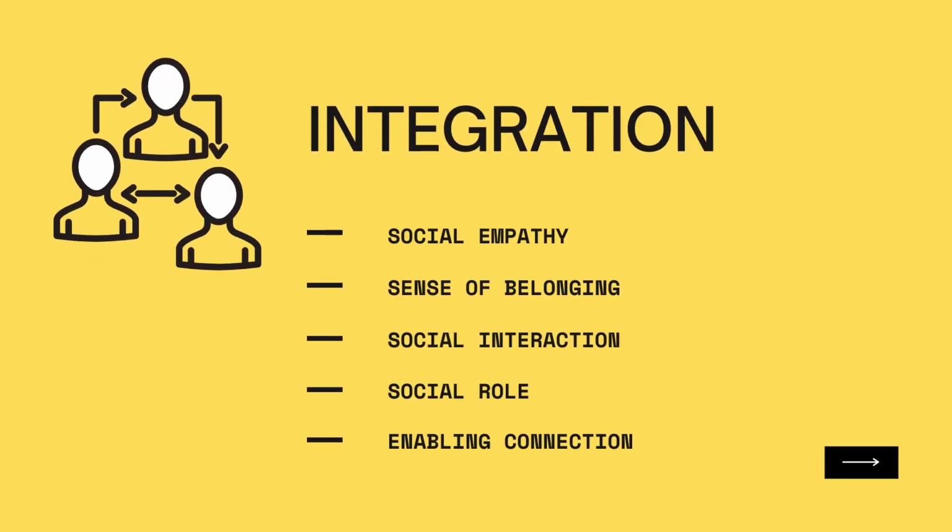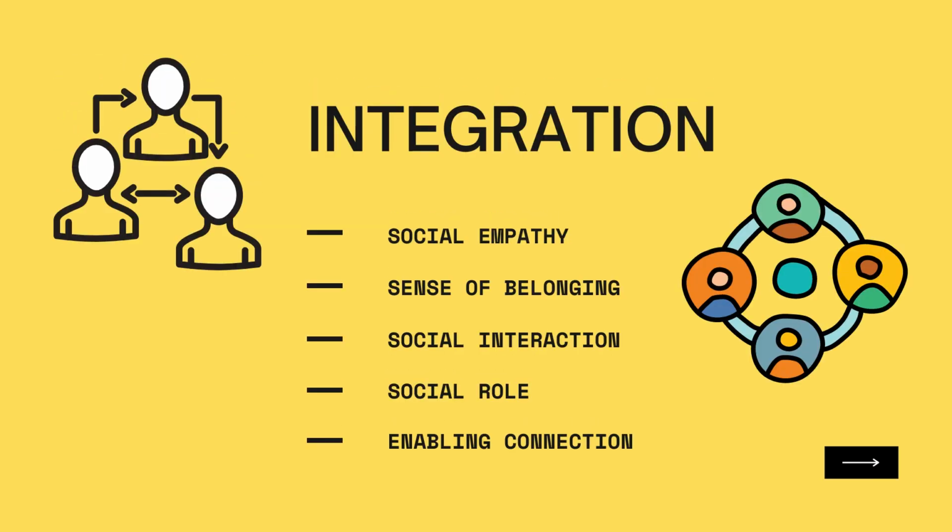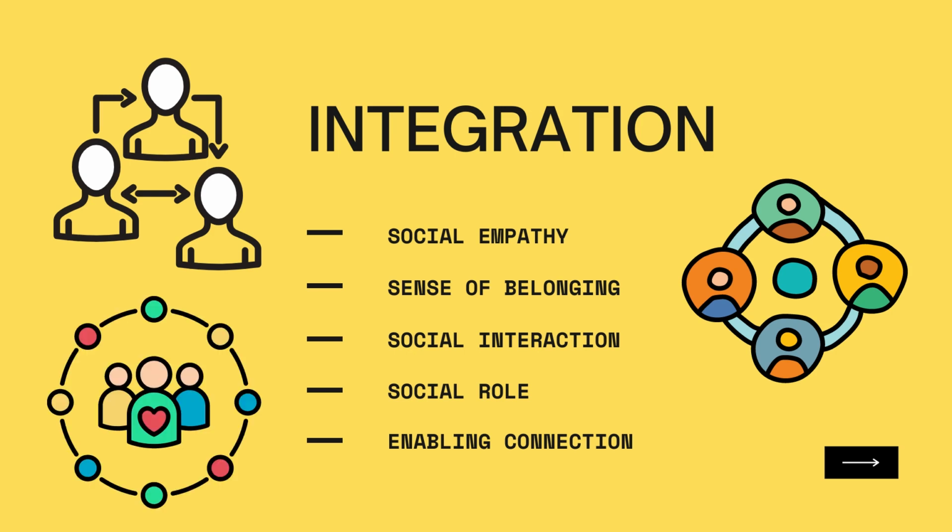Then there is integration. People can often seek social empathy. They also tend to seek a sense of belonging in communities, and they gain it from using the media. People also use media for social interaction and to establish social roles. In modern times, media has enabled connection between family, friends, and society, and today, people have access to all that because of the convenience of media.